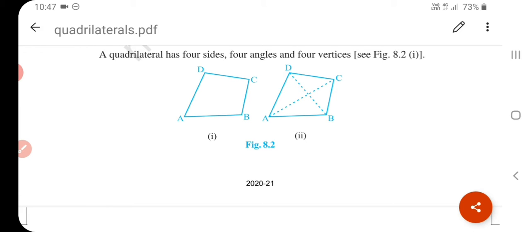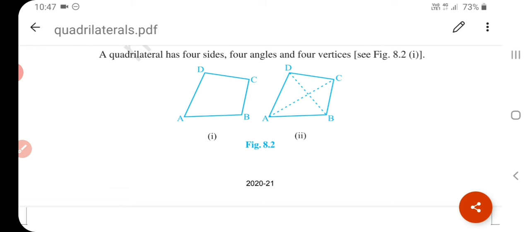Now adjacent angles: A and B are adjacent angles, B and C are adjacent angles, C and D are adjacent angles, and D and A are adjacent angles. Because what is an adjacent angle? Angles which have a common side. And adjacent sides are sides which have a common vertex. Okay, understand?